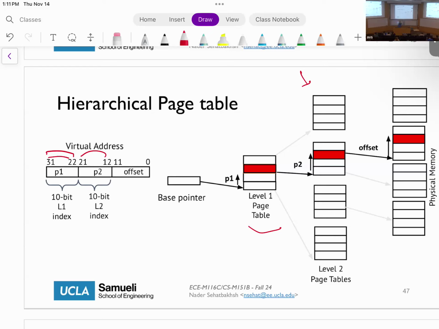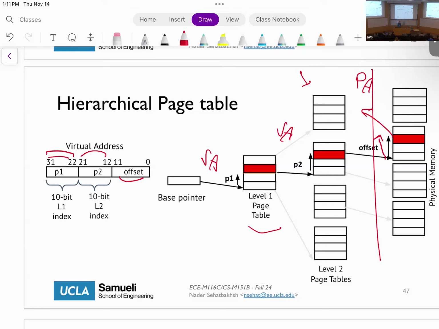So in the past, remember, I had base plus VPN. Now I have base plus P1 to get the base of P2. Then I get that base and add it with P2. And now I'm going to have the PPN, okay? And then the PPN plus the page offset is going to give me the actual content. So this is the actual physical address. These are still somewhat virtual addresses, okay?